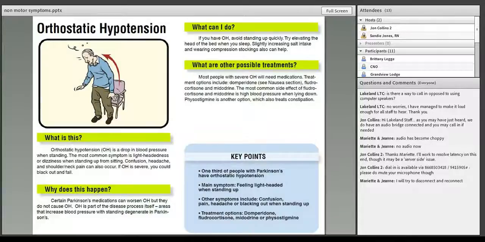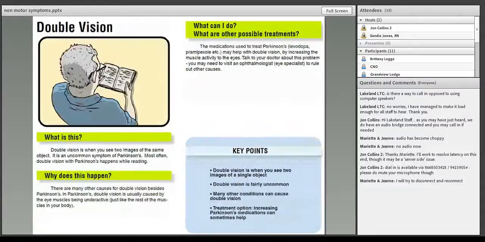Double vision usually is caused by an underactive eye muscle. For example, just like the rest of the muscles in the body, sometimes eye muscles are also underactive. Eyes not moving in a coordinated fashion, in other words, they don't track. So for you and I to be able to see things clearly, our eyes need to be able to track together in a coordinated fashion. But sometimes for people with Parkinson's, again, because it involves messages not getting to muscles, eye muscles don't track together.